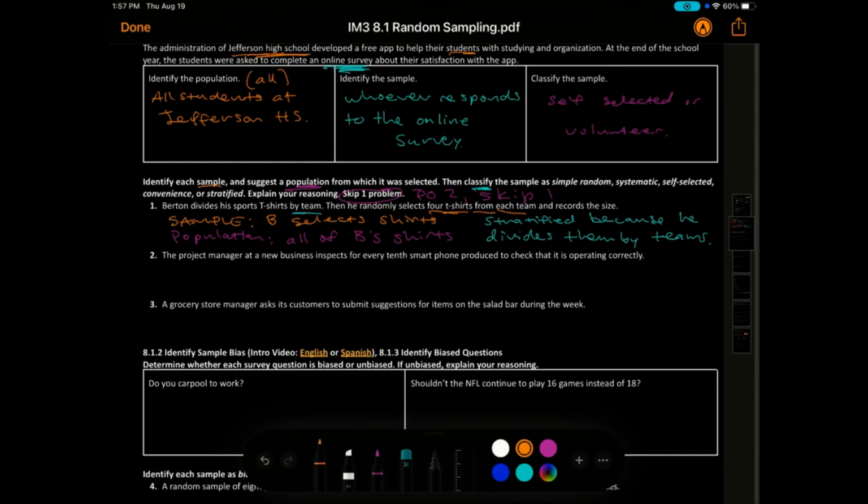Number 2, the project manager at a new business inspects every 10th smartphone produced to check that it is operating correctly. So again, what's the small part? What is our sample? It is every 10th phone. That's what he's looking at. That's what he's picking up. What's the biggest one? The population. That one's going to be basically all smartphones produced by the company.